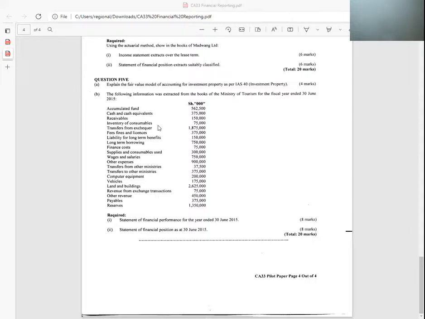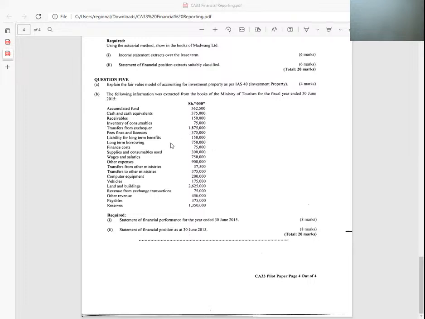You can't see me because I'm projecting this to be able to explain to you. So we have here transfers from the exchequer. This is a financial performance item. I'm trying to map out.